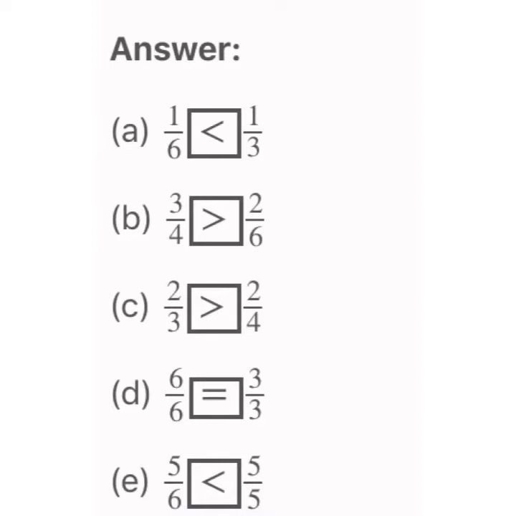Now last one, 5 by 6 and 5 by 5. Here again children, the numerators are the same. So see figure number 6, you will see 5 by 6 here, and in figure number 5 you can see 5 by 5. So children, here which one is greater? Yes, 5 by 5 is greater because you can see the numerators are same but the denominators are different, and the fraction with lesser denominator is always the greater fraction.